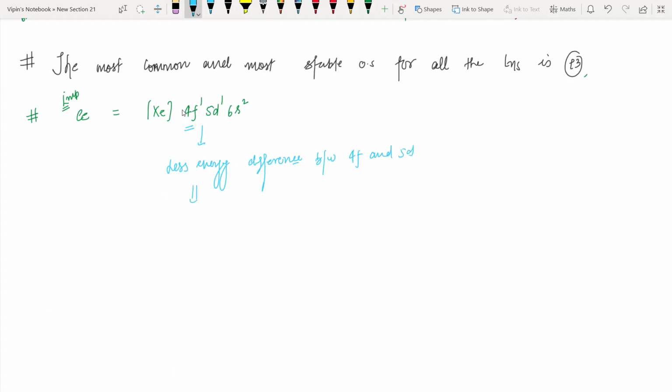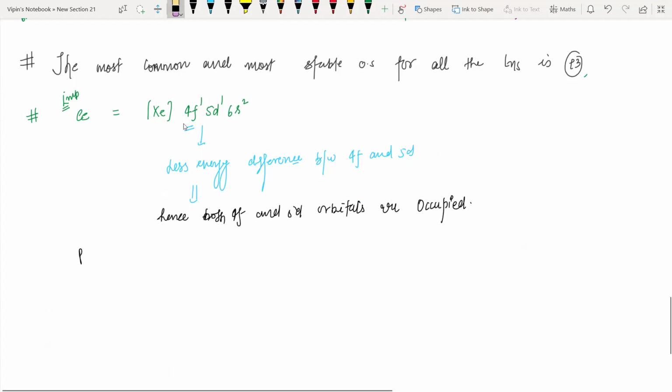Therefore, due to which the energy difference between 4f and 5d is less, the electron can occupy both these orbitals, this one and this one. Hence, both 4f and 5d orbitals are occupied. Right? Below cerium, there is an element called Pr, praseodymium.